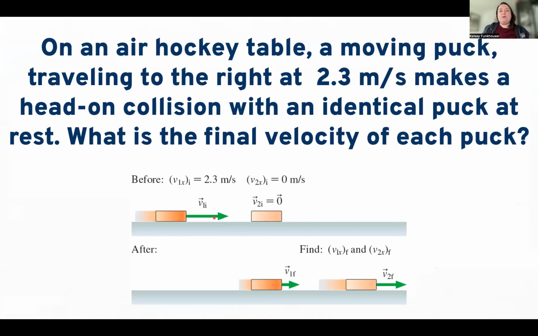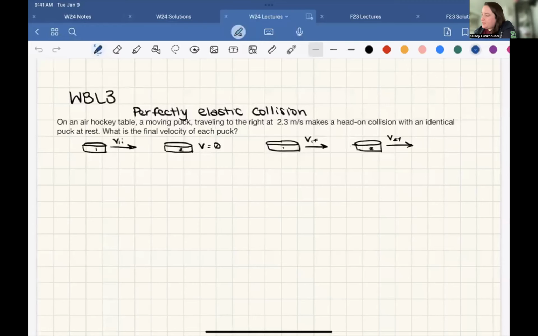Let's do an example with kinetic energy and collisions. So let me read it. On an air hockey table, a moving puck traveling to the right at 2.3 meters per second makes a head-on collision with an identical puck at rest. What is the final velocity of each puck? Okay, let's break this down into two parts. So this is a perfectly elastic collision, which means both momentum and kinetic energy are conserved. So let's start with momentum.